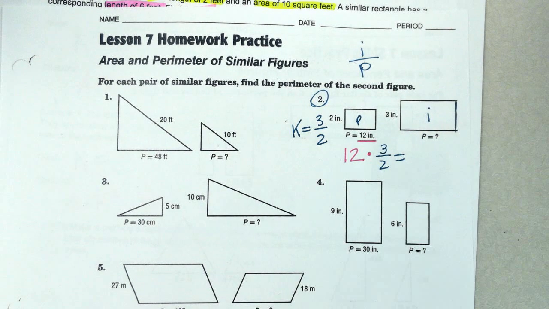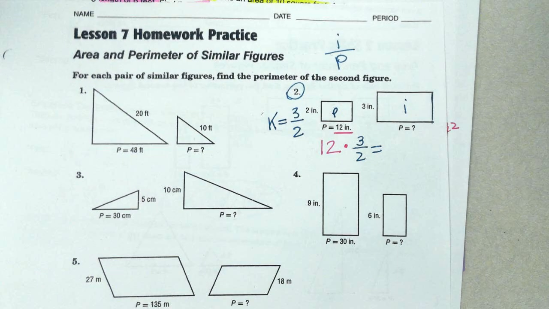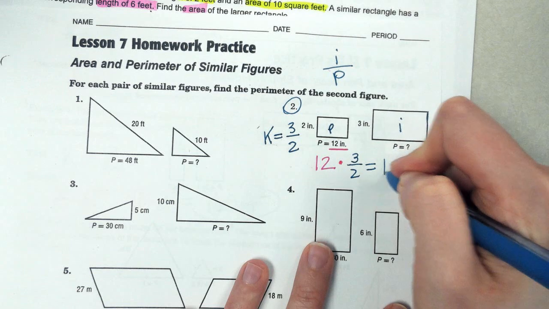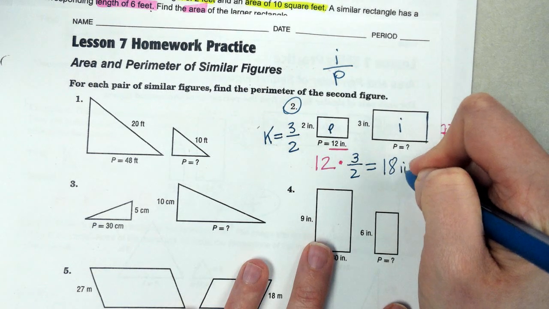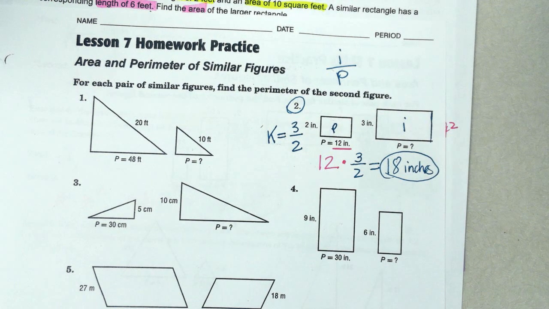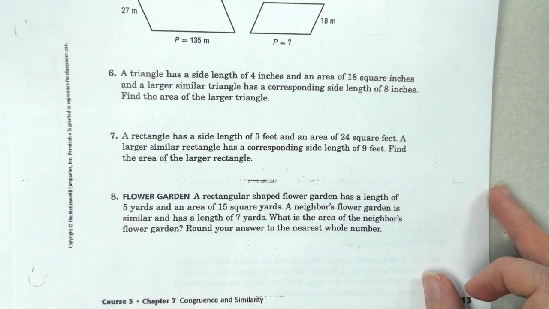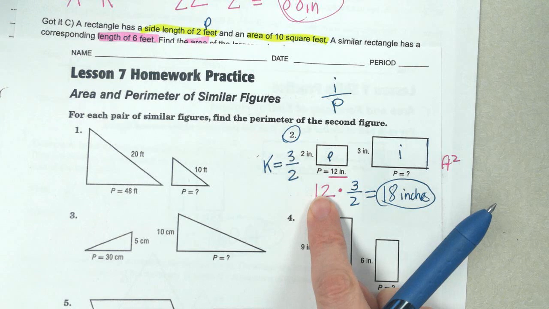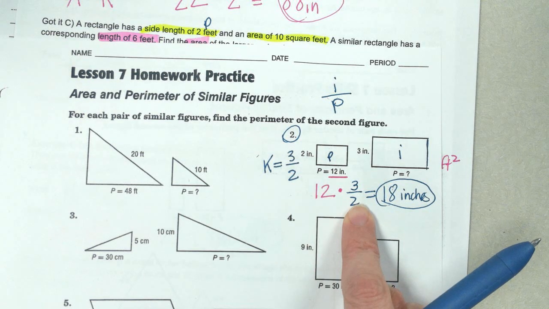So when I multiply those 2 together, what do I end up getting for my answer, Will? 18 what? Very good. 18 inches. Nice job. Any questions on that one? Okay, let's go down to the very last one, number 8. Where'd you get 12 from? Right here, perimeter. So it's our perimeter times our scale factor. Okay?